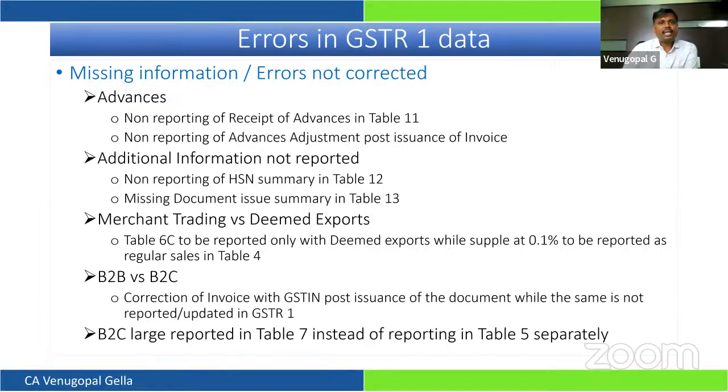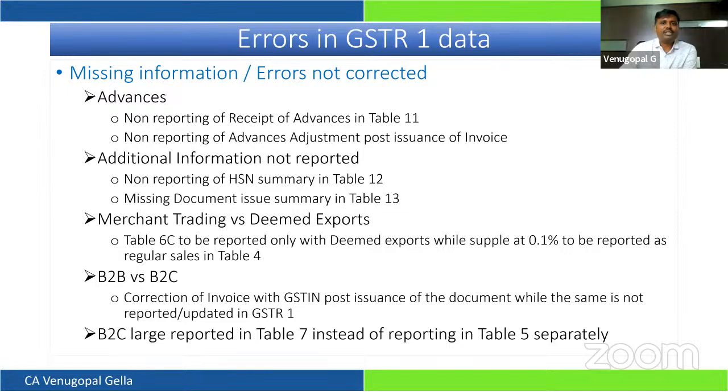The optional tables, though I shouldn't call them optional tables, still have a lot of non-compliance in non-reporting of the HSN-wise summary of all the supplies that you are making, HSN-wise, rate-wise, and all the documents that are issued in table 13. These two tables are neglected and not filed, which you have to do. There is also a common mistake in reporting of values in 6C, which was supposed to be reported in table 4. There's always an interchange between deemed exports versus merchant trading.